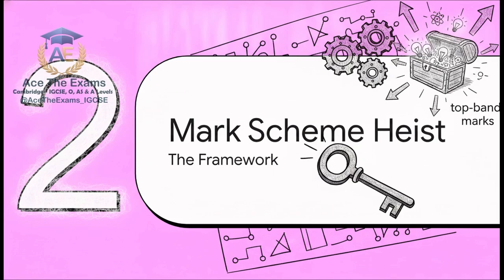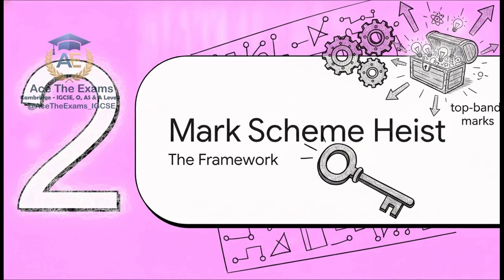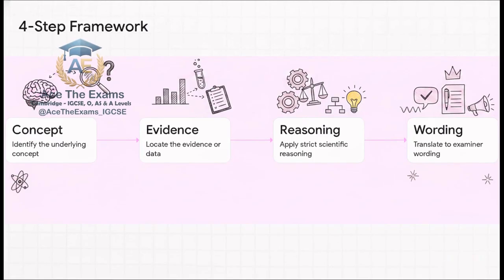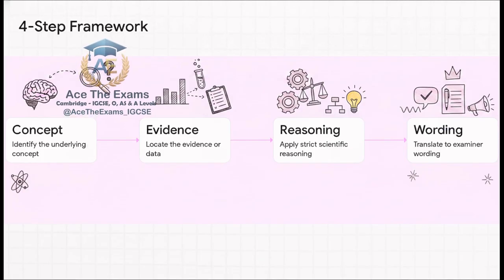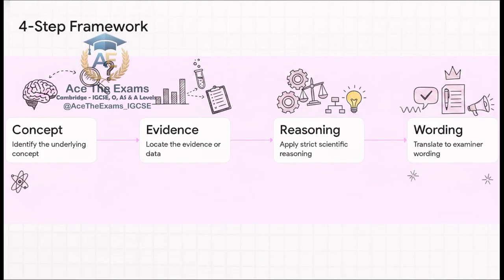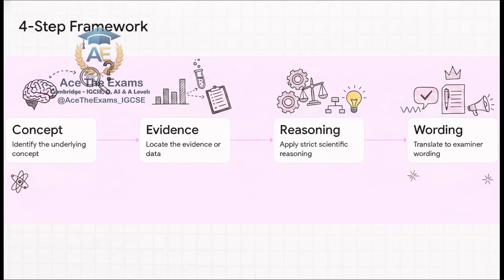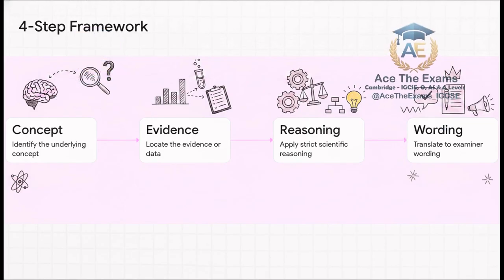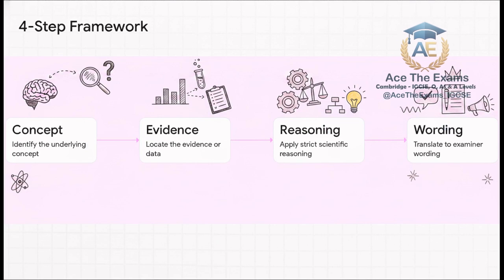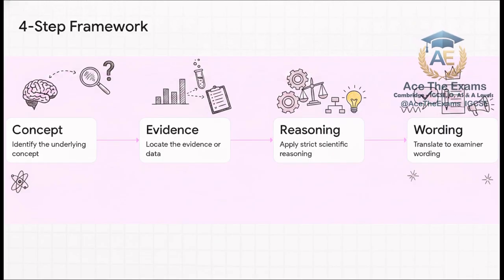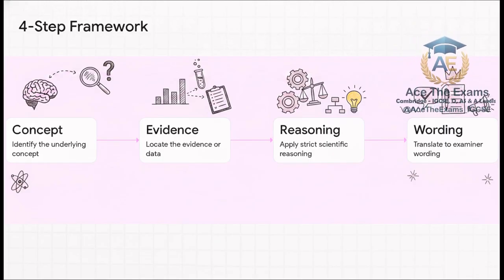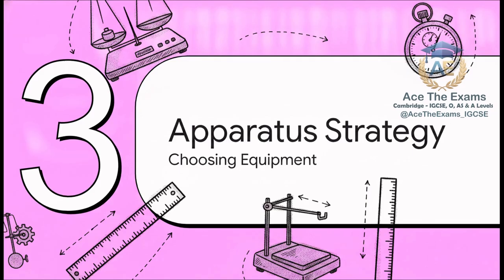Let's fix that. Section 2, the mark scheme heist framework. To consistently secure those top band marks, you need to think exactly like an examiner, and you do that using this simple 4-step framework. Step 1, identify the underlying concept. Step 2, locate the evidence or data. Step 3, apply strict scientific reasoning. And finally, Step 4, translate all of that into exact examiner wording. By following this exact sequence, you transform a basic instinctual guess into an unbreakable, top-tier response. It's a game changer.